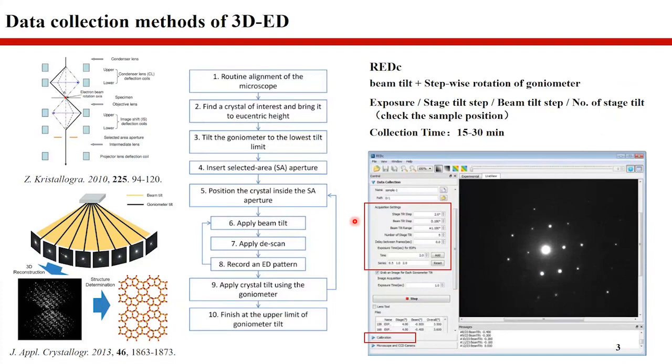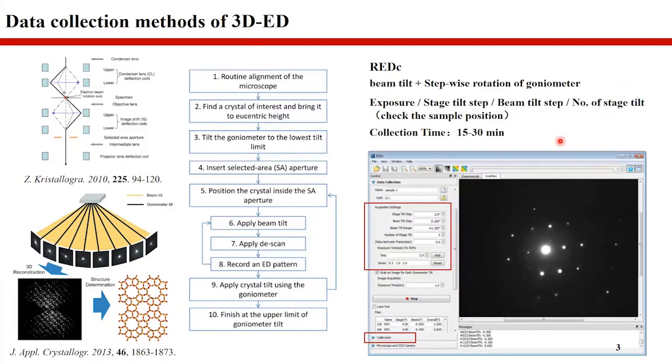During the data acquisition, we could stop several times to check if the particle is out of the SA aperture and to drag it back to the SA aperture if it has moved out. On the right-hand side, there is the interface of one data collection software, IDC. As we could see, we need to input some parameters such as the exposure time and the stage tilt step and also the beam tilt step. All this is important for the overall data collection.